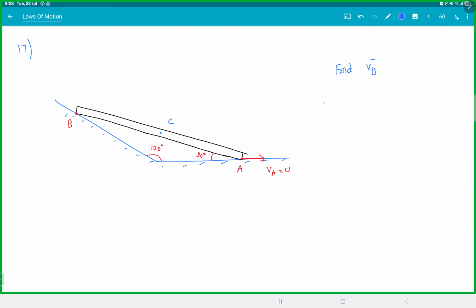You can even find C. I'll leave you to that as homework. I'll teach you this in rotational mechanics again. There's a much faster way to do these things in rotation. But for now, let's handle this. Just find VB now. VC, you can try as homework.